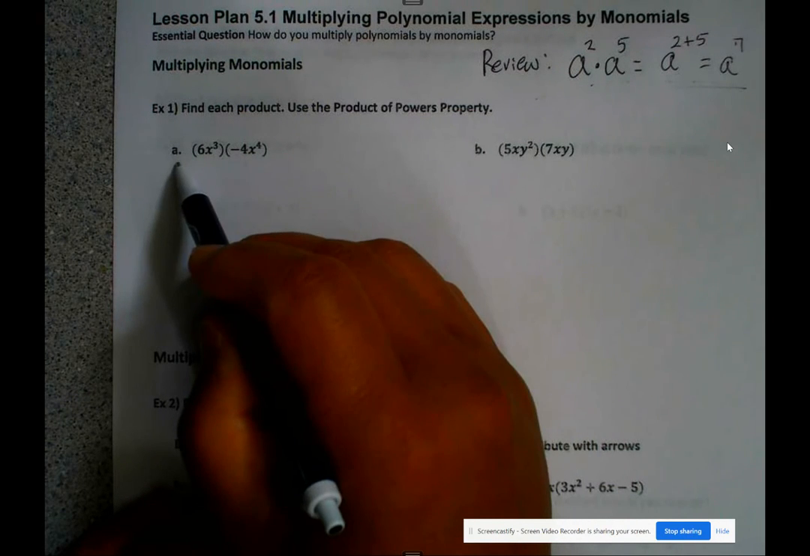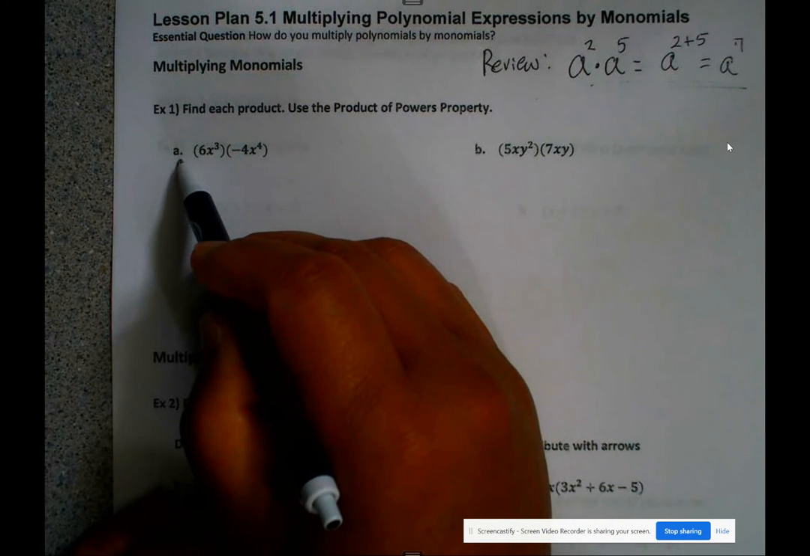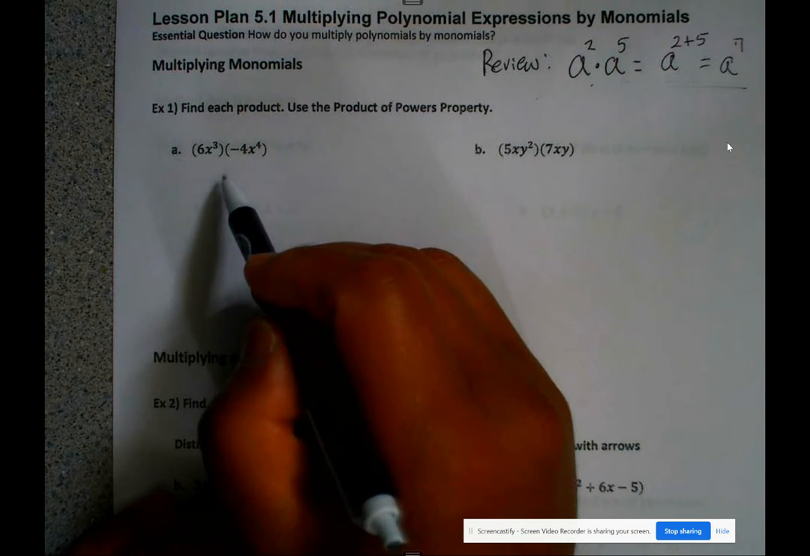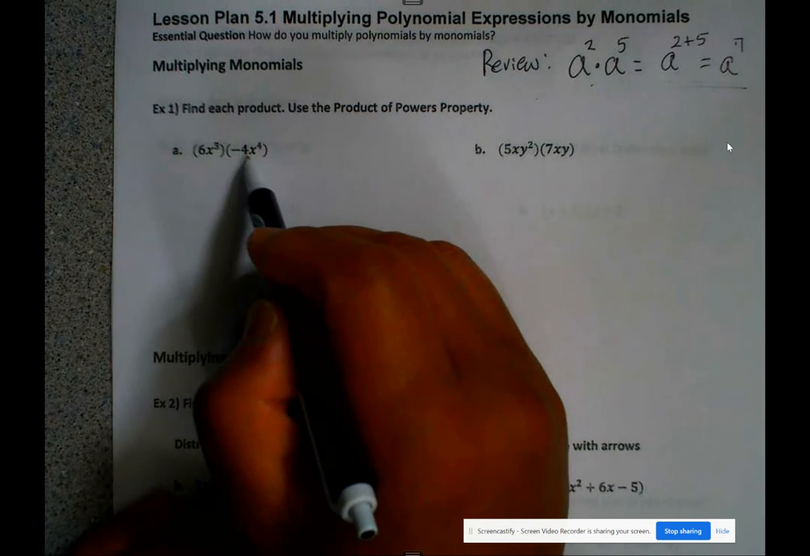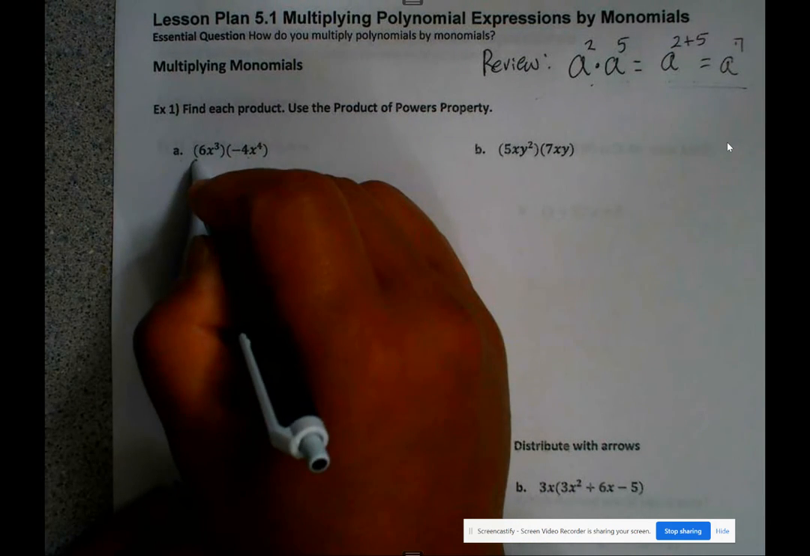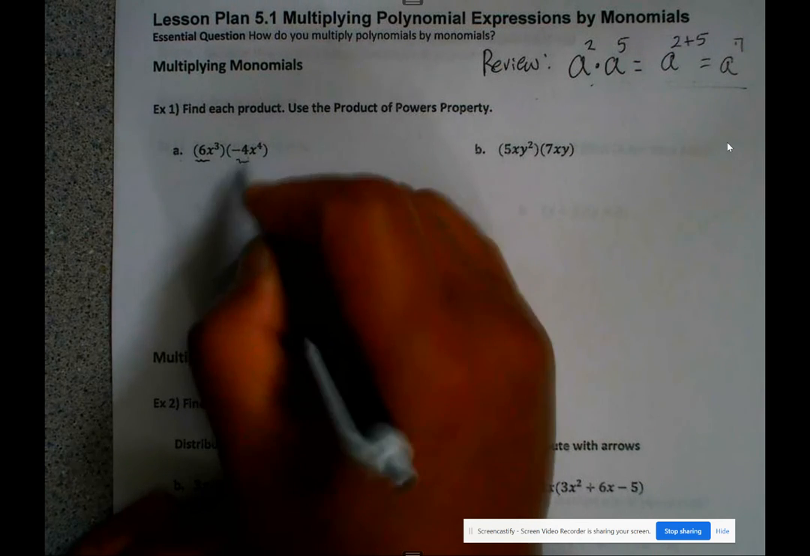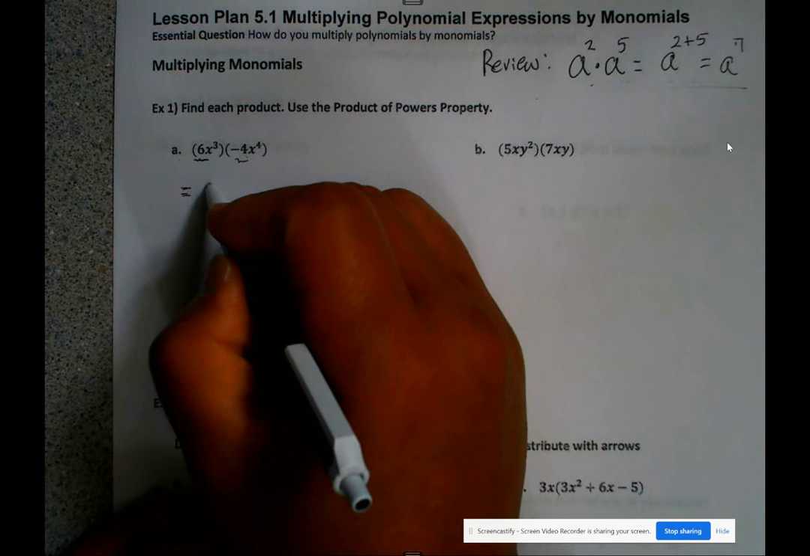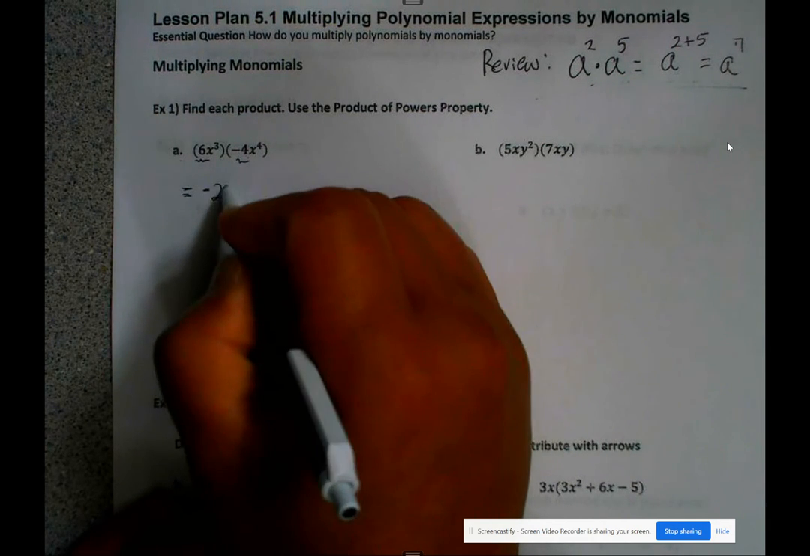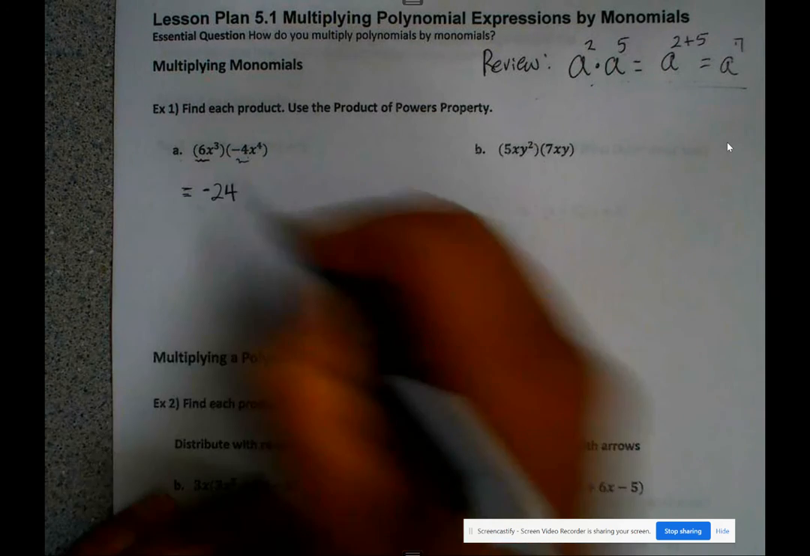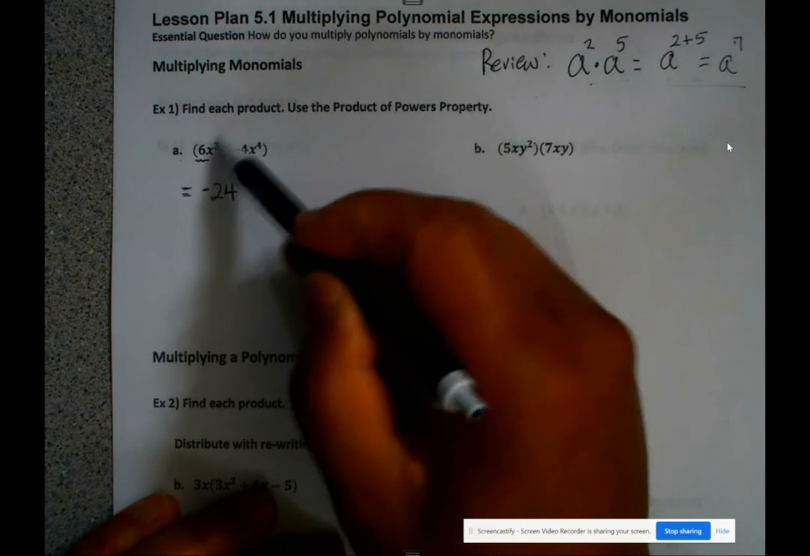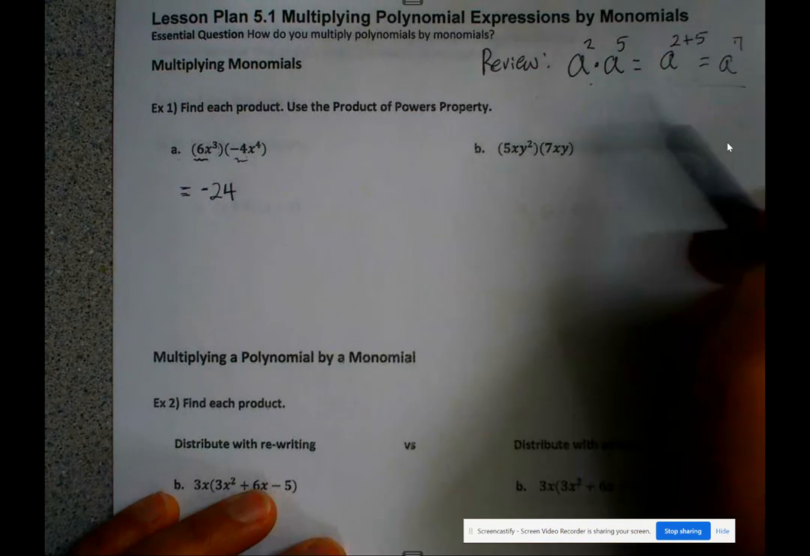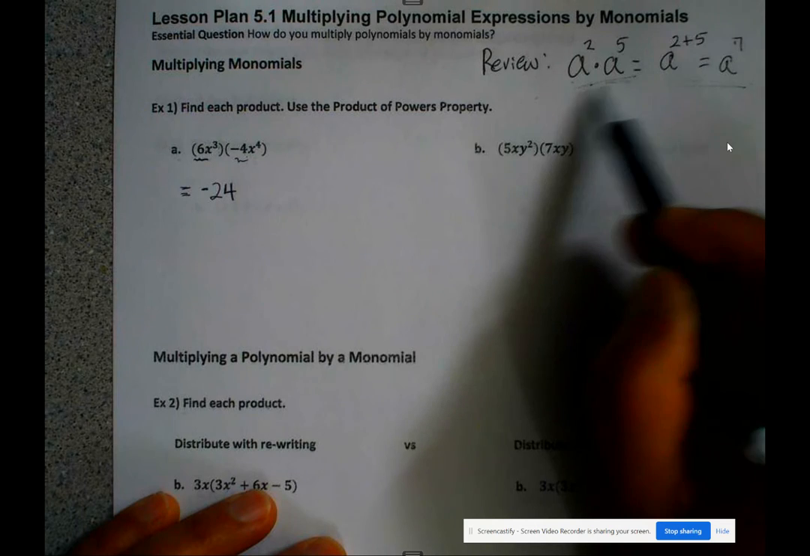Let's go to example 1, part A. With numerical values, you just need to multiply. You can set aside these numbers and multiply them together. So let's multiply positive 6 with negative 4. What do we get? Negative 24. Those numbers you just multiply. Now we have x to the third power multiplied by x to the fourth power, which is the review rule. Do you see that?